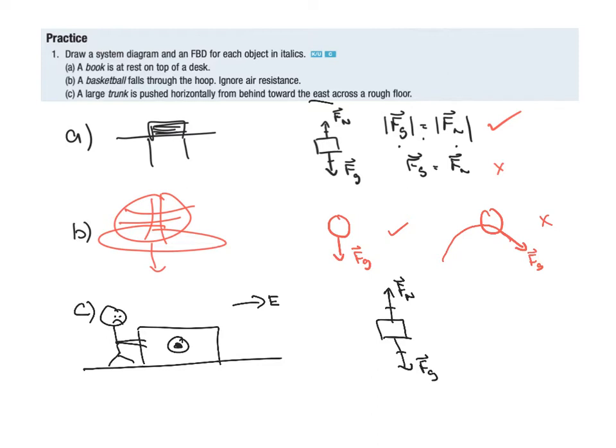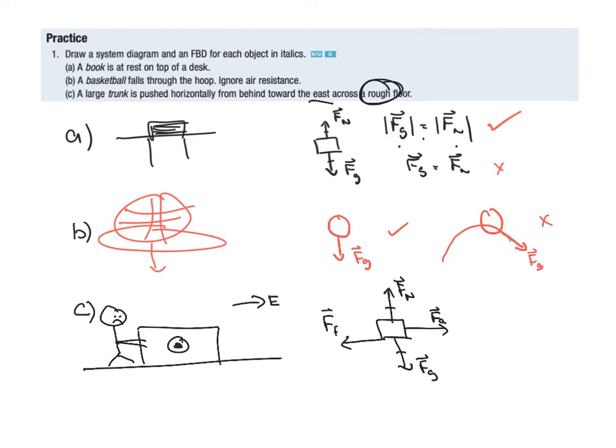The person pushing it, we call that force an applied force. That'll be to the east or to the right, F sub A. And then there's a force of friction because it says it's a rough floor, so there's friction there. That's going to be resisting the sliding. So to the left, F sub F.